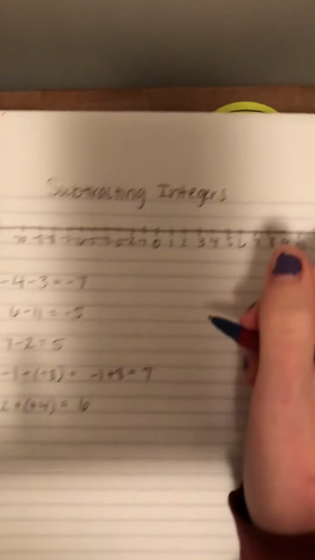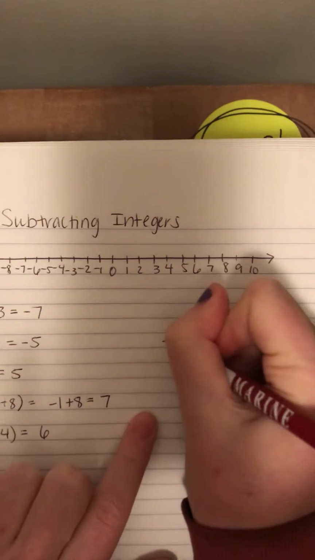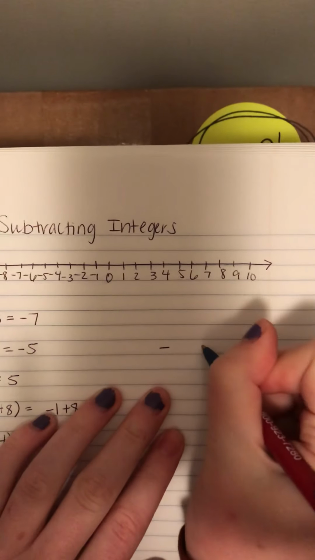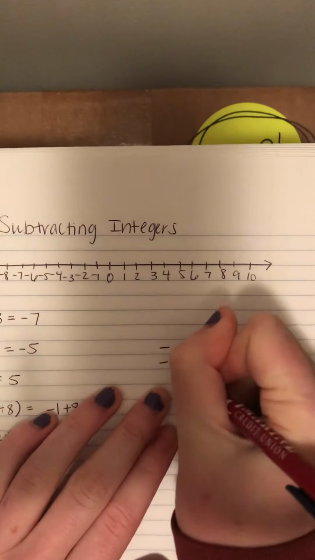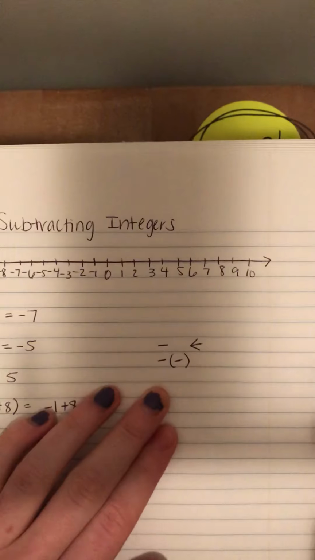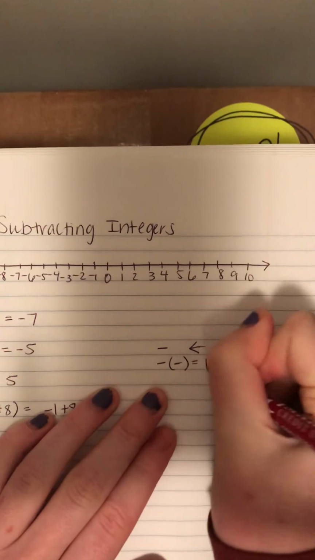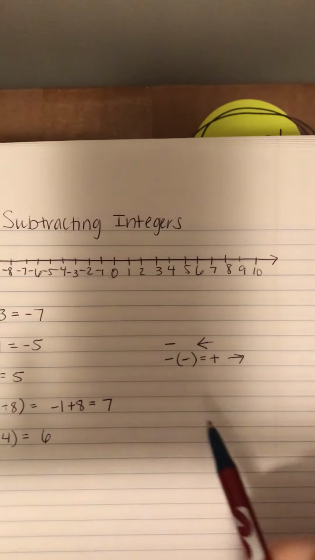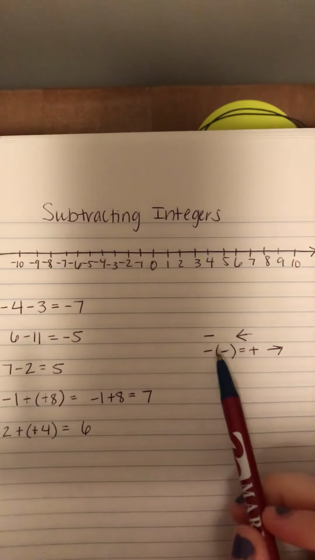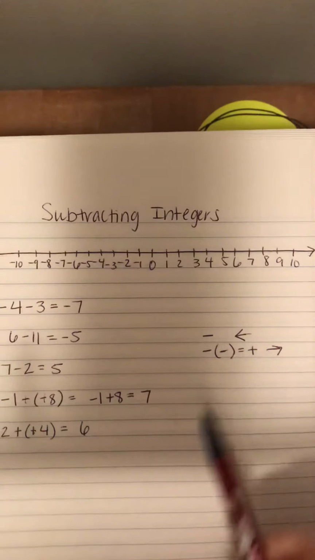Okay, so when you are subtracting, you're going to be going to the left on your number line. If you have minus a negative, that changes into a plus sign. So you're going to be going to the right on your number line. So the only time you're going to be going right on your number line is if you're subtracting a negative for subtraction.